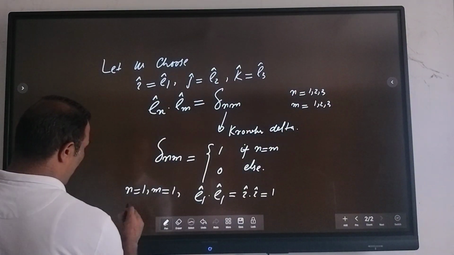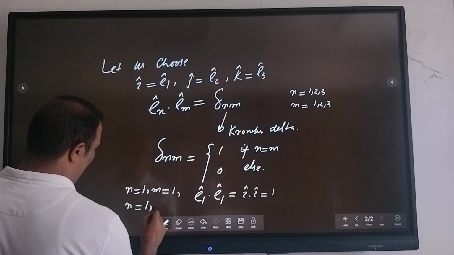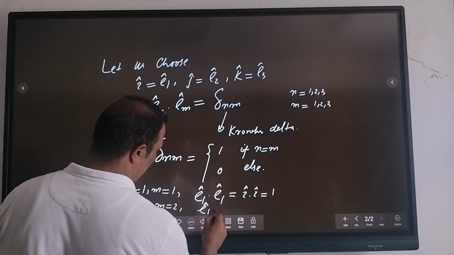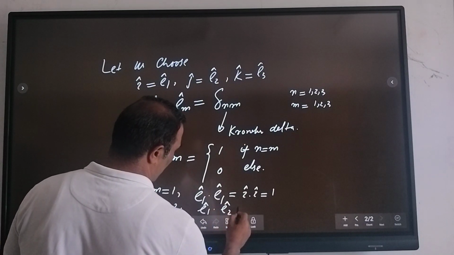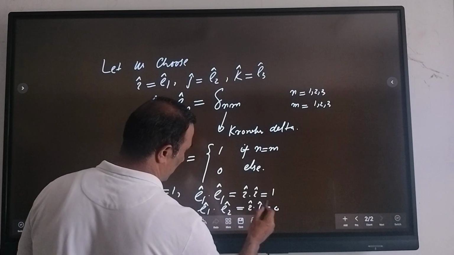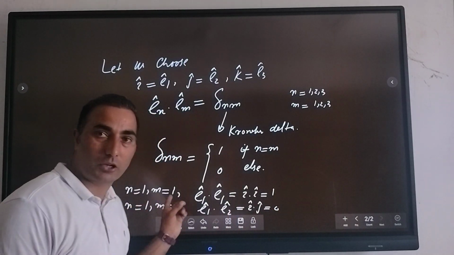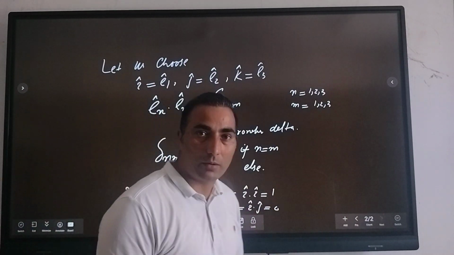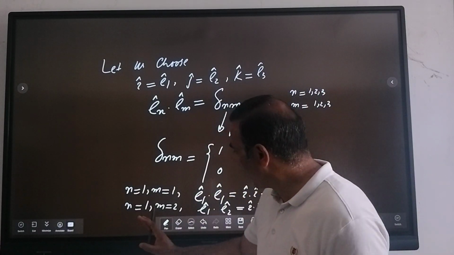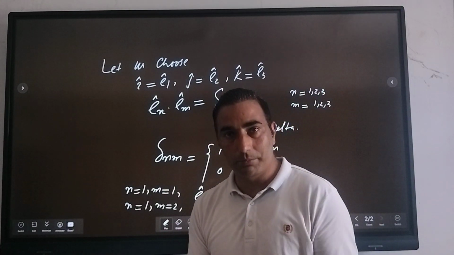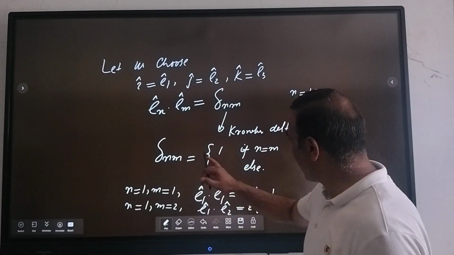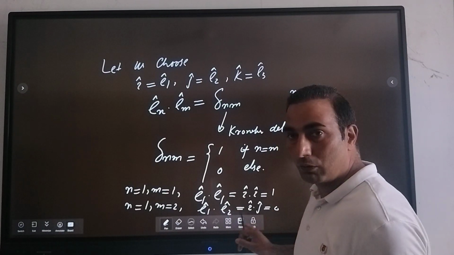And similarly, if you put n equal to 1, m equal to 2, so you have e1 · e2, that is equal to i · j, that is equal to 0. So that means n is not equal to m, because our n is equal to 1 and m equal to 2. So you are taking i · j, but these are mutually orthogonal to each other, right? So when n is not equal to m, its value will be equal to 0.